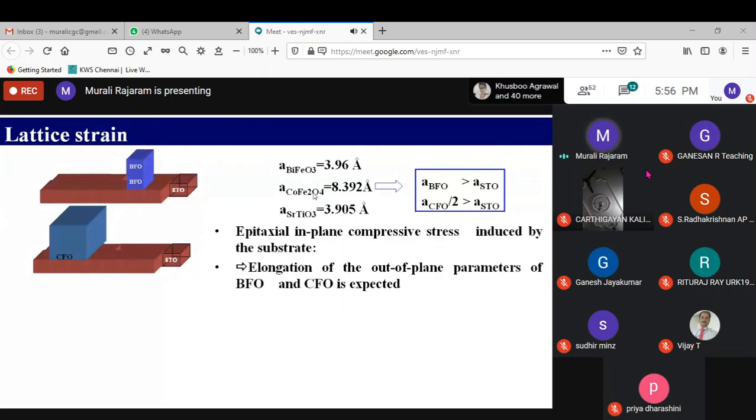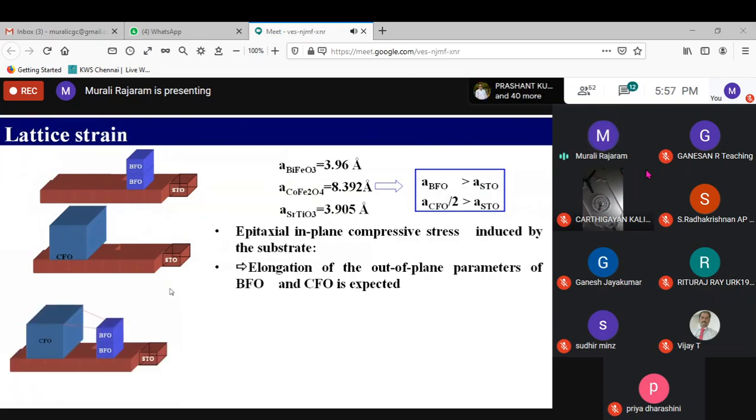Similarly, if you take cobalt ferrite, whose lattice parameter is 8.3, and you take two cells of strontium titanate, 8.3 is still larger. So in cobalt ferrite also, you will have in-plane compression if it grows alone on strontium titanate, and out-of-plane expansion, elongation. So this is what is expected.